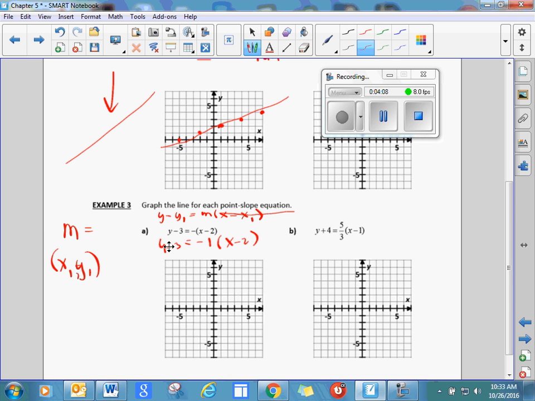And now to go pluck off the point, we remember that the formula is y minus y sub 1 and x minus x sub 1. So our x and y are going to be +2 and +3. So we're pulling them out of the formula that they give us, the point-slope equation, and now we're ready to start graphing because we have the slope is -1, which is 1 over 1, and our point to start with is (2, 3). So we go over 2, up 3, 1, 2, 3.